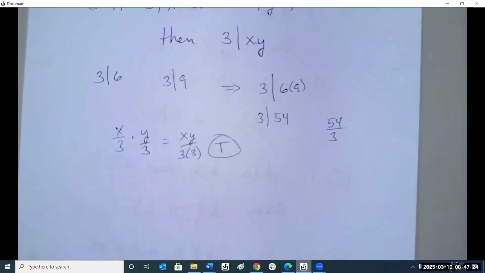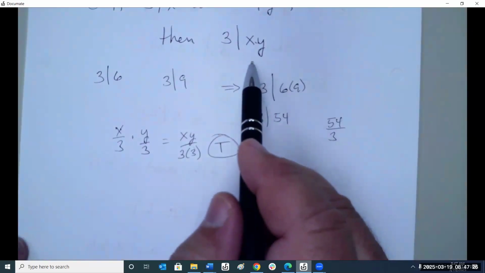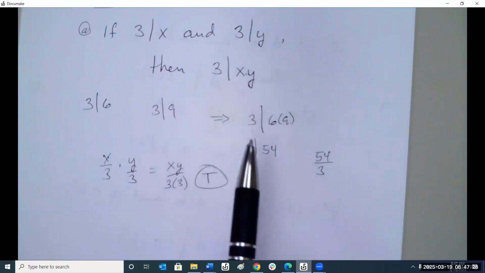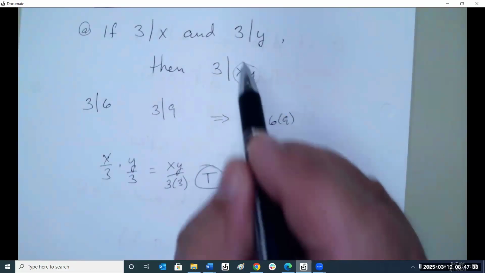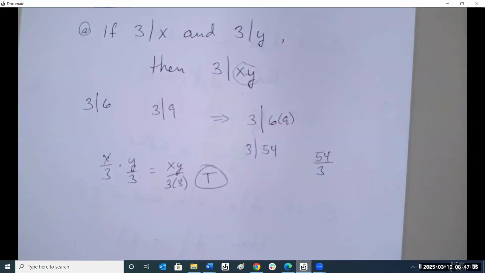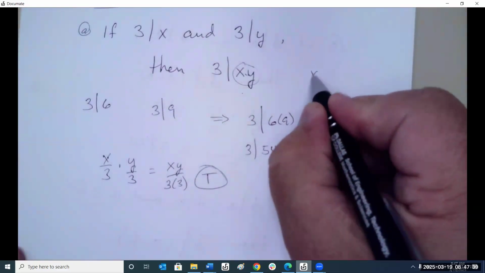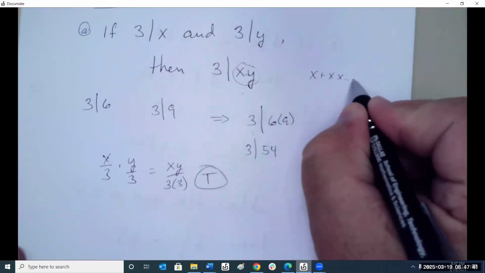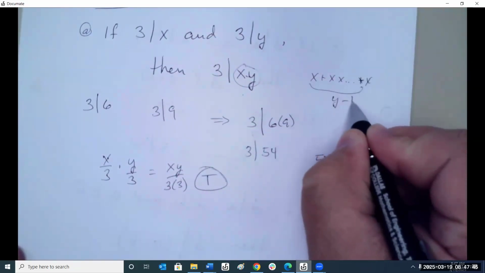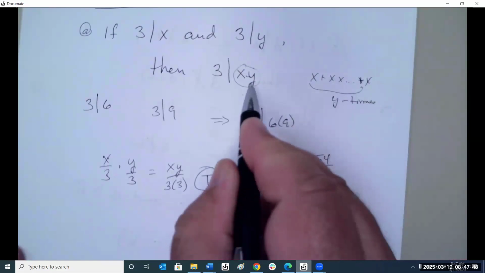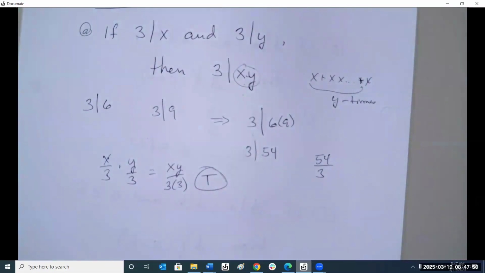You guys are correct, it's not what we had in the earlier ones. We had X plus Y. But let's go back. What does X times Y mean? X plus X plus X, how many times? Y times. So multiplication is simply addition. So that's why it works.